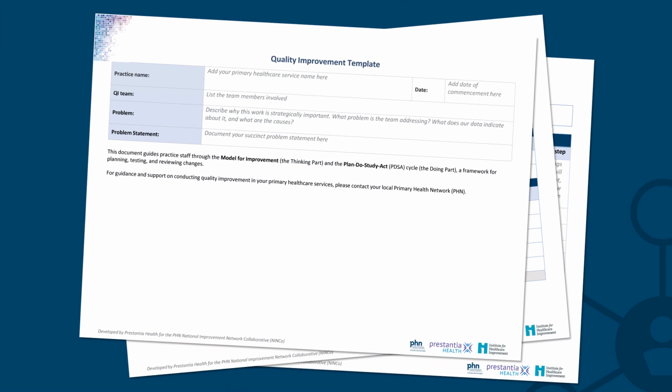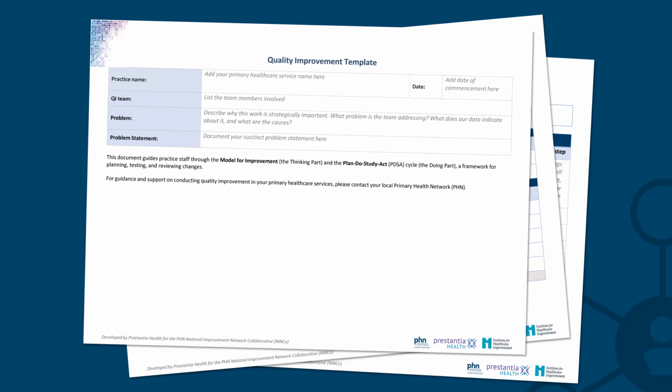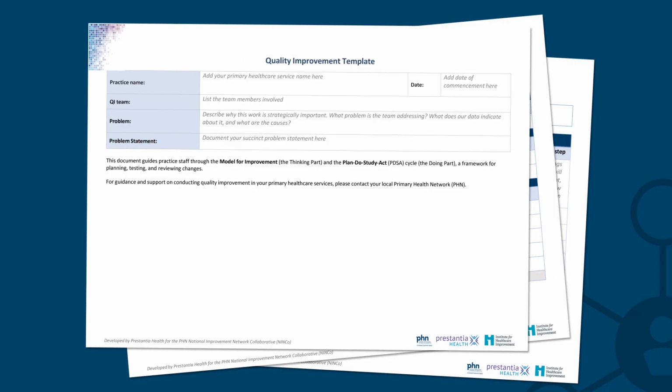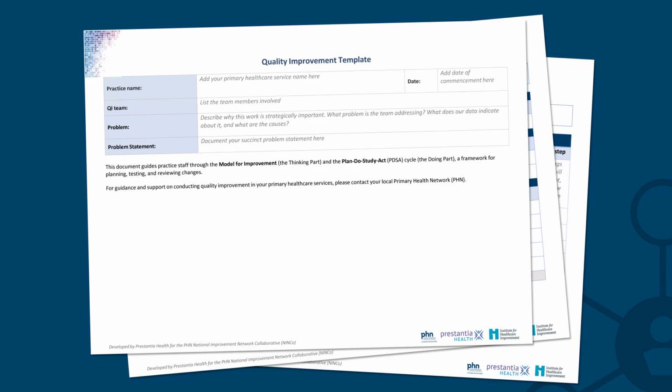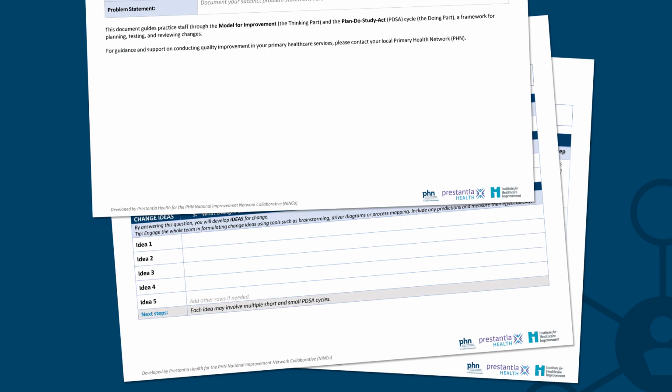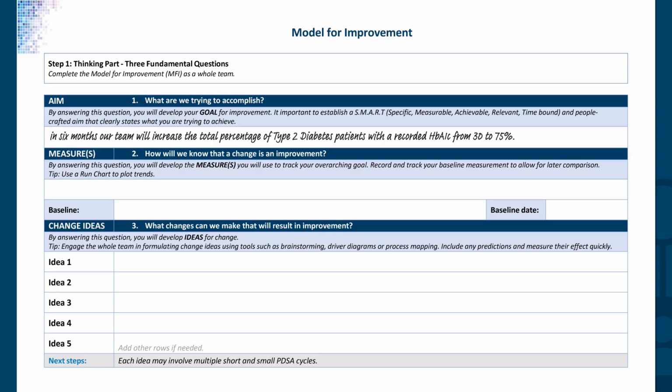Let's take an example of a practice wanting to increase the percentage of type 2 diabetes patients with a recorded HbA1c. We will use the National Quality Improvement Template, adapted from NINCO, to discuss this example of focused QI activity. First question to ask is, what are we trying to accomplish, or what's the aim? Answering this question helps in developing a SMART goal for improvement. For example, in 6 months, our team will increase the total percentage of type 2 diabetes patients with a recorded HbA1c from 30 to 75%.